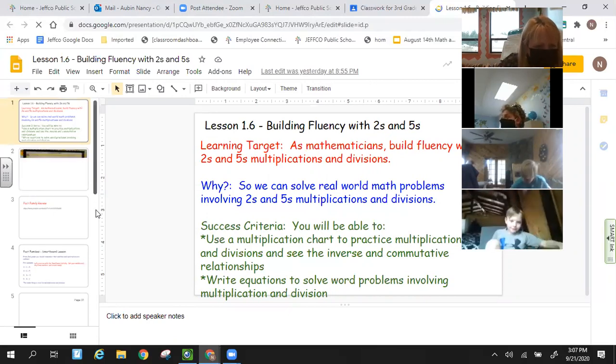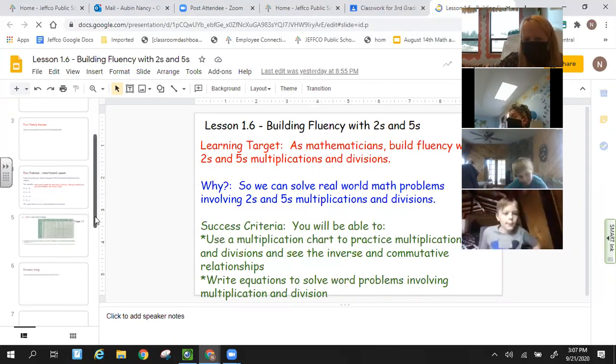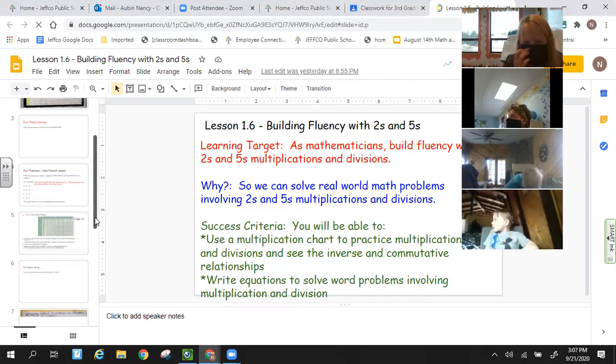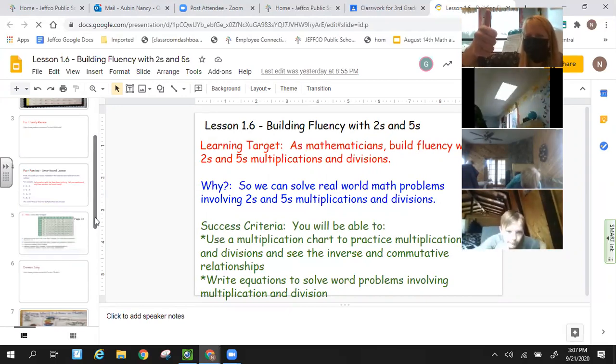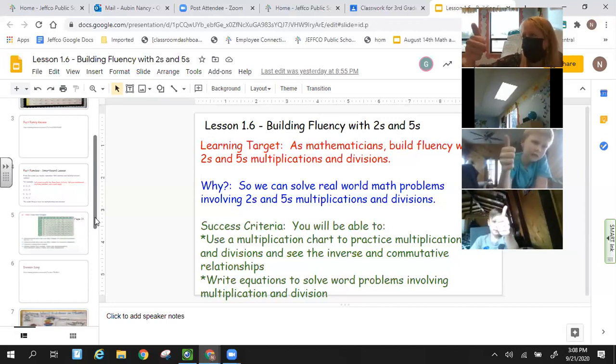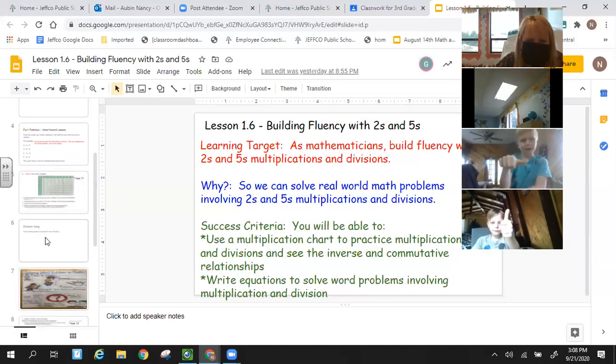Okay, so our success criteria was to use that multiplication chart to practice our multiplication and division and see those relationships. How are you feeling about that so far? Show me with the thermometer. Were you feeling pretty good on that multiplication chart in the middle, Jensen? I get it. We'll keep working on it. How about writing equations to solve word problems involving multiplication and division? You guys did 4 of them. Serene, you need some more work on that? The good news is we will be working on that.